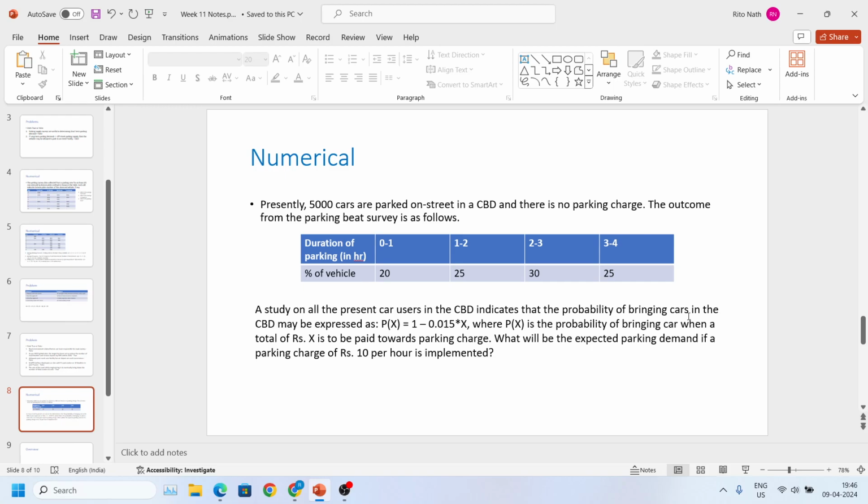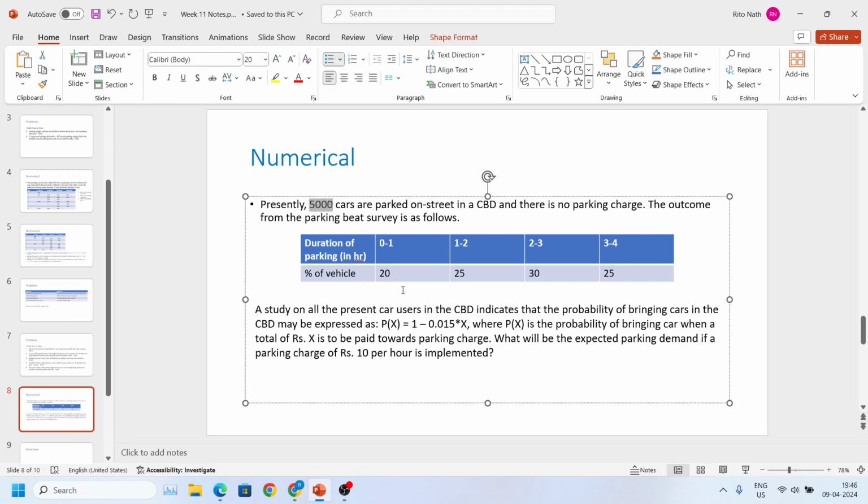So straightforward, the duration of parking is given at every 1 hour interval. Percentage of vehicles are given. Total vehicles are 5,000, so from that you can get the actual count of vehicles within those intervals. Now it depends based on this.